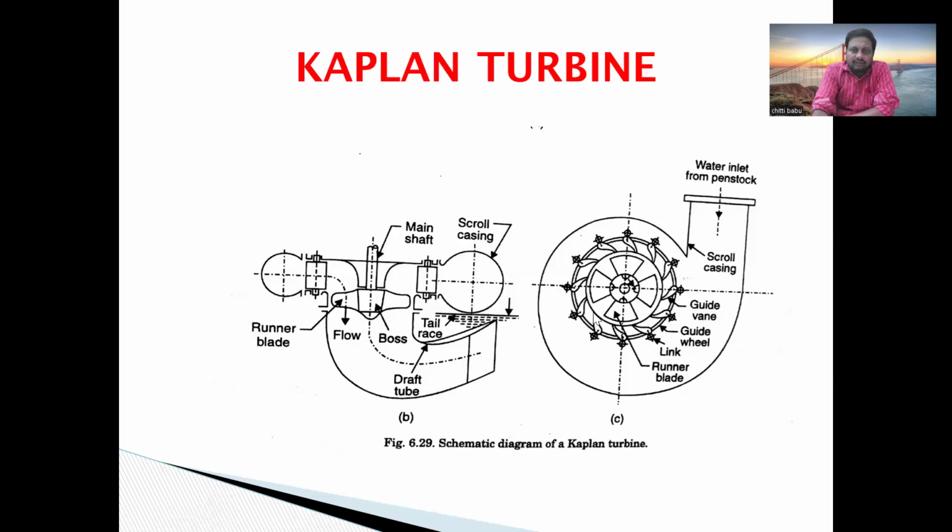So we have a casing. The water from the penstock will enter into these guide vanes. Guide vanes will guide the water to this runner. Here the rotating part of the turbine is called the runner. You may observe this in these diagrams. In the reaction turbine, both pressure energy and kinetic energy will be converted into useful mechanical energy.